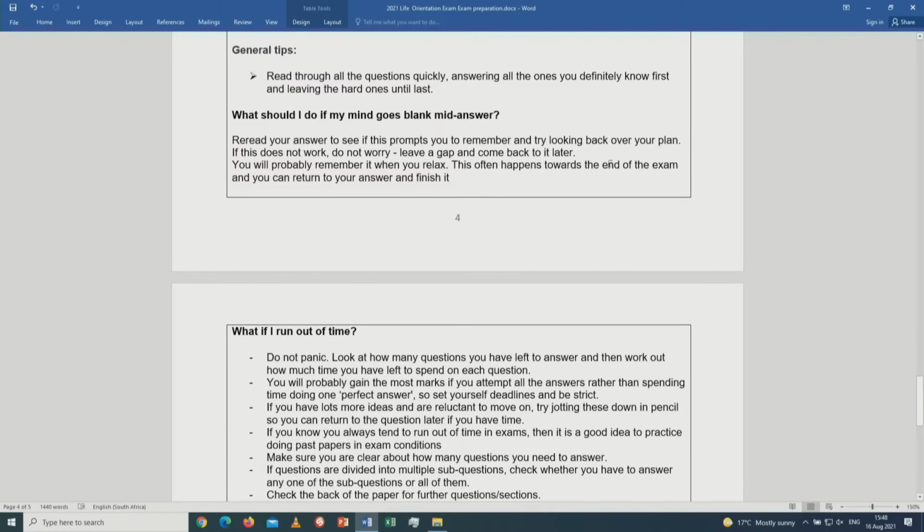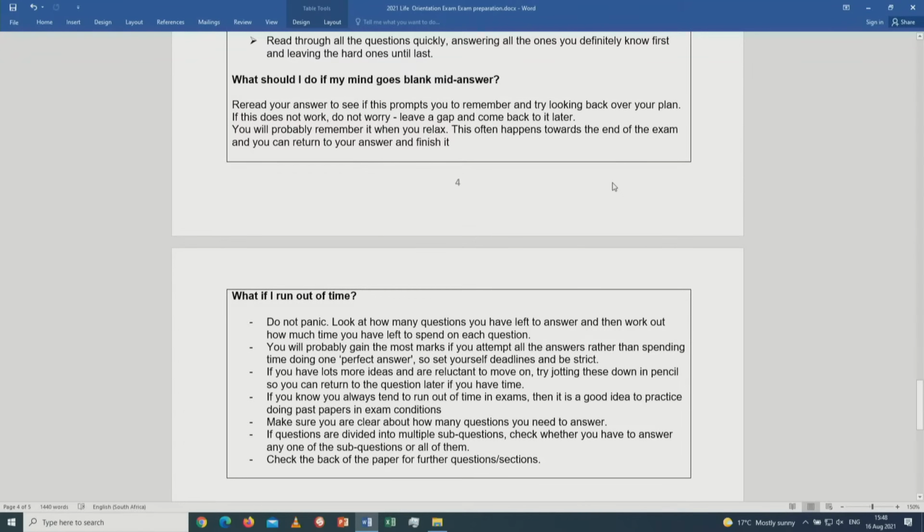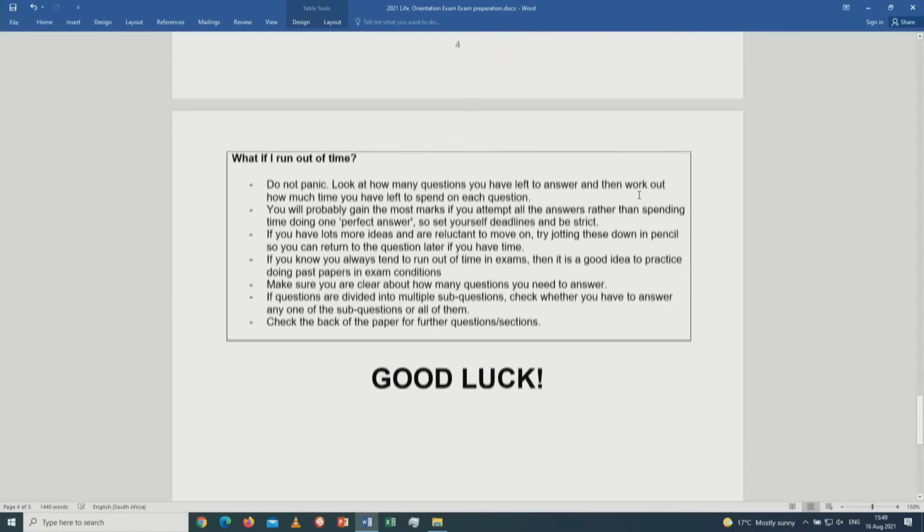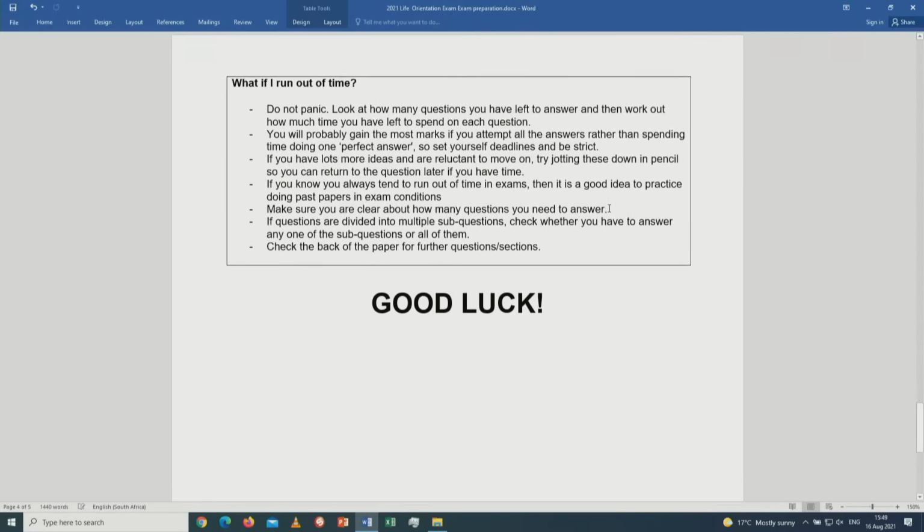What should I do if my mind goes blank mid-answer? You reread your answer to see if this will help you remember. So in other words, the reason why my mind is blank now could be I'm not understanding what the question is asking. Now let me take my time and make sure that I go back to those keywords in the question. I go back to the instruction and I understand. Calm down, just calm down. And that might help you to get back in the right mindset, and as a result be able to start thinking.